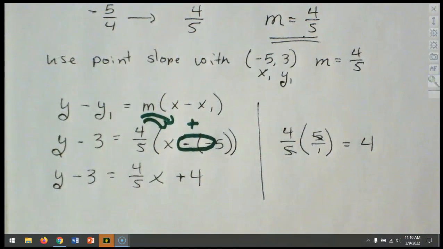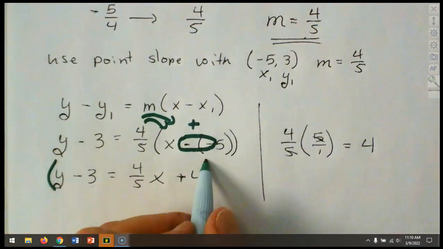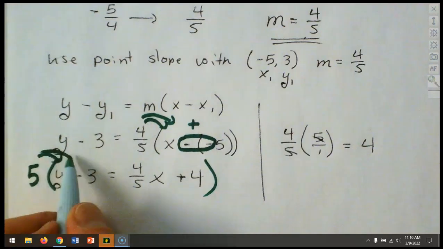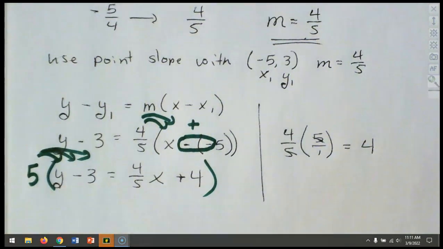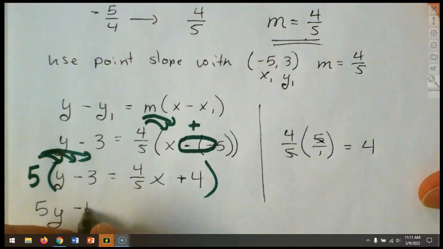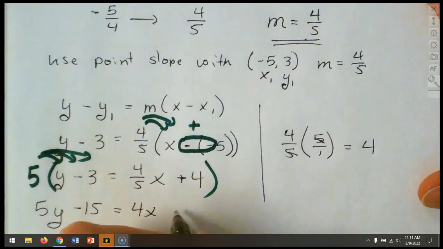Okay, so now we want it in standard form. Can we have fractions in standard form? Nope. So clear them out. Multiply everything by what? Someone tell me? 5. Yep, 5. Okay. So distribute that 5 through. And this will be the last one that we're going to look at. And so distribute that 5 through. And that's 5y minus 15 equals 4x. And 5 times 4 is 20.